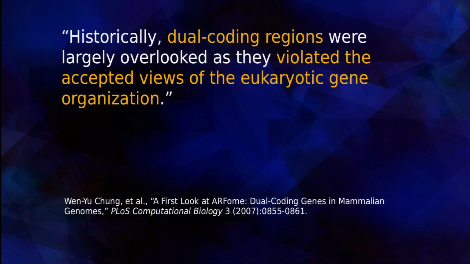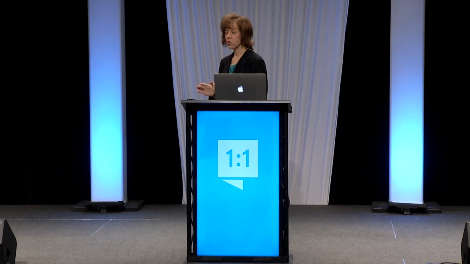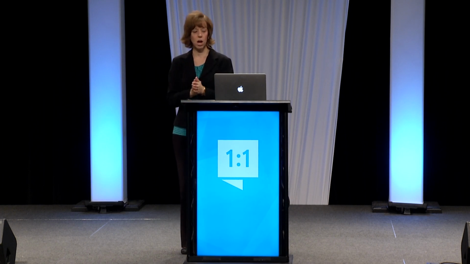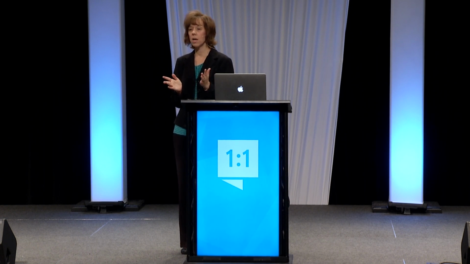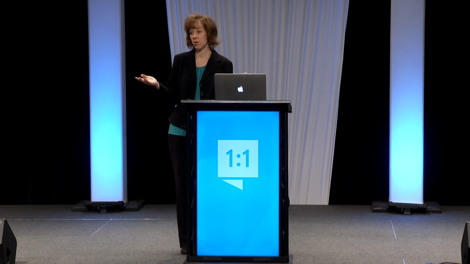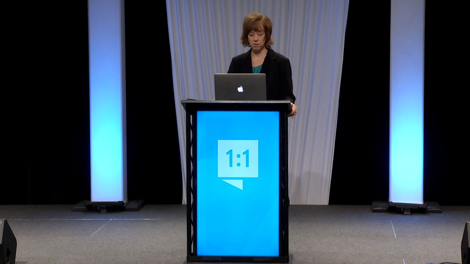And the researchers involved in this said, historically, dual coding regions were largely overlooked as they violated the accepted views of the eukaryotic gene organization. So eukaryotes are everything but bacteria, okay? Bacteria are prokaryotes. They actually had known about dual coding regions for a long time, but they thought, oh well, it can't be coding for two different proteins that actually have function, because you shouldn't see that in eukaryotes. You shouldn't see that in humans. Yeah, well, you do, okay? And they are producing functional proteins that are doing something.